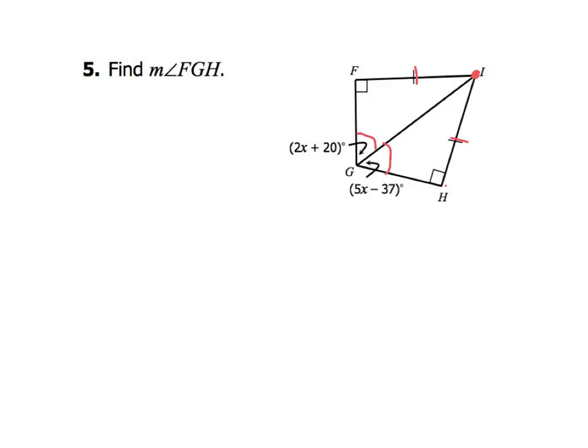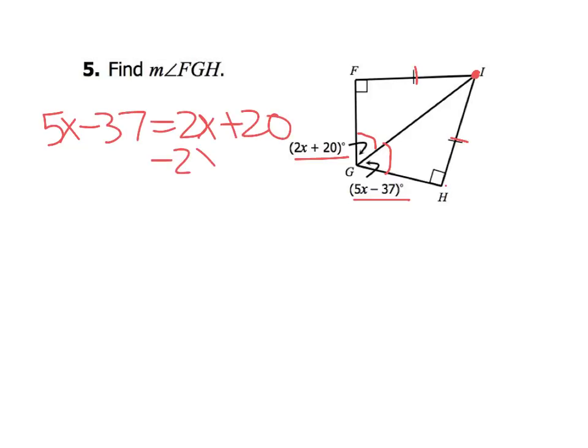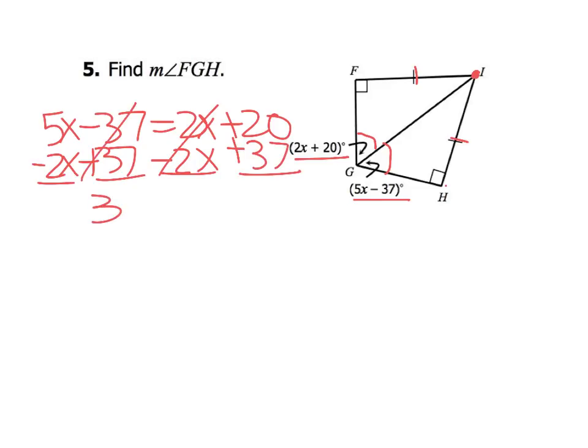so we can say that these two angles are congruent to each other. So what we need to do is set 2x plus 20 equal to 5x minus 37 since the angles are congruent, and then we can solve for x. So 5x minus 37 equals 2x plus 20. Subtract 2x from both sides. Add 37. We get that 3x equals 57. Divide both sides by 3.